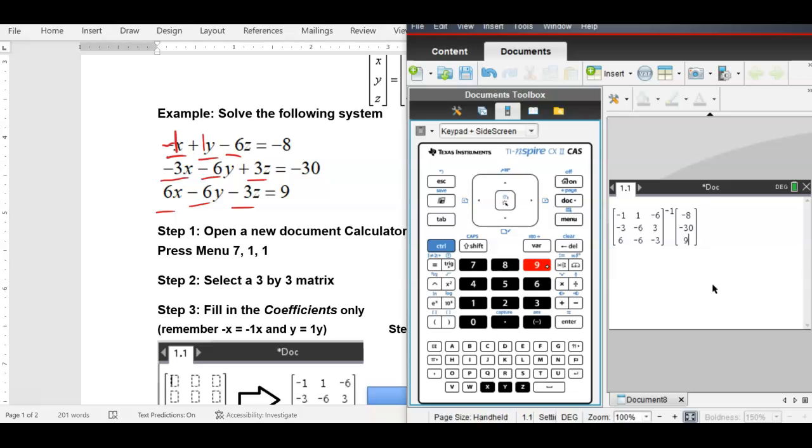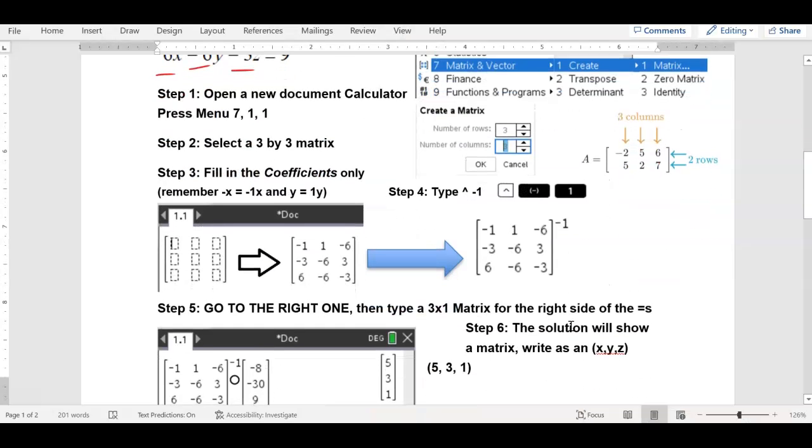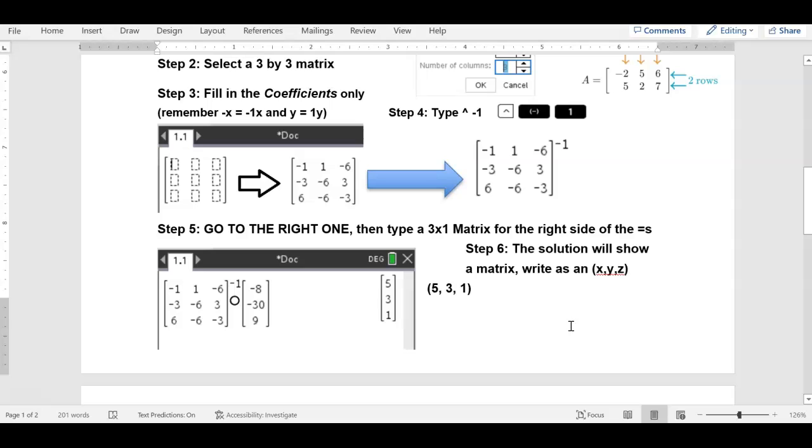So you should have the inverse coefficient matrix, and then you go to the right and put the constant 3 by 1 matrix. If you're exactly where I'm at, you press enter, you will get the answer. I hit enter, it's going to spit out 531. It looks just like this. You type it in, you get 531, but we write it sideways, 5, 3, 1. That's it.